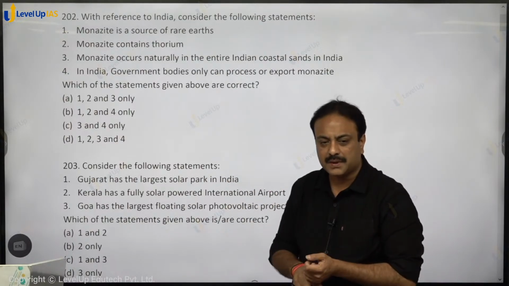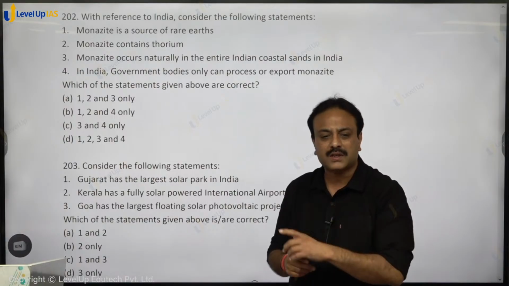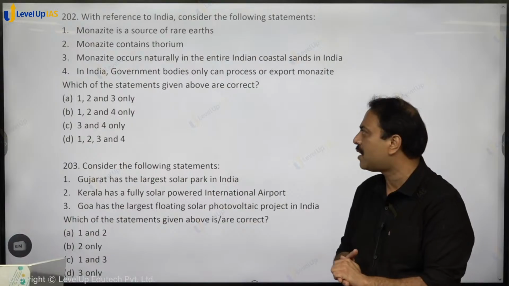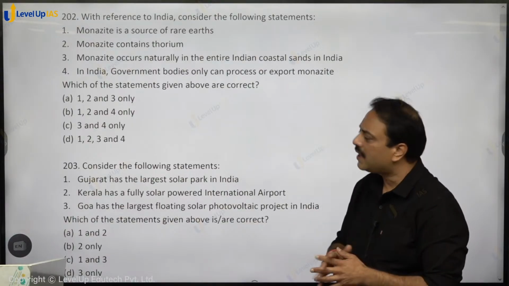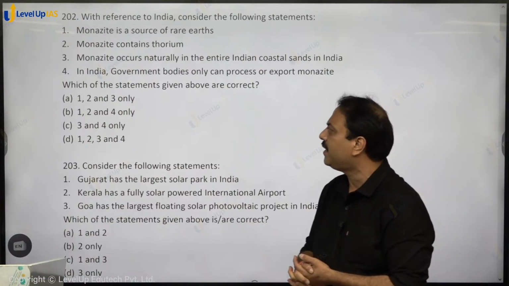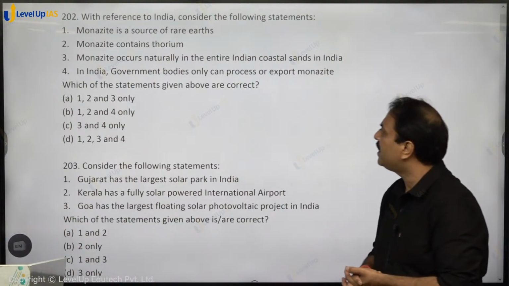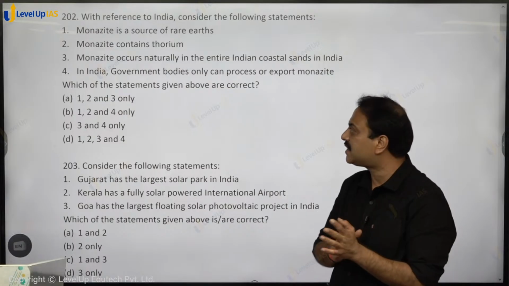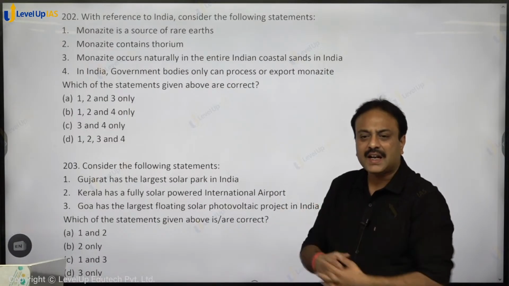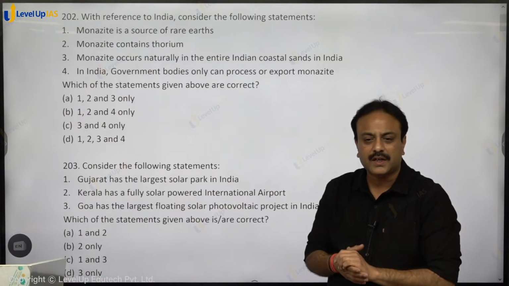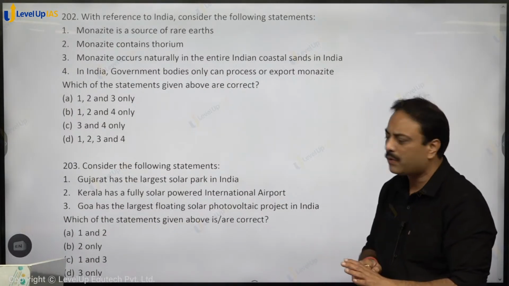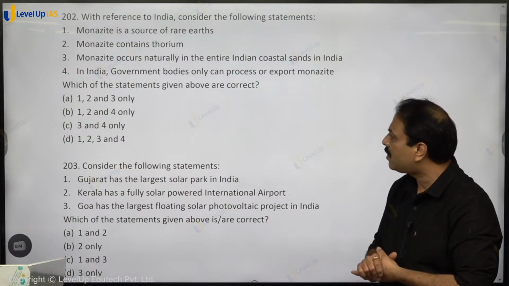It is correct, 100%. Thorium is extracted from monazite and transformed into fissile material to be used in nuclear reactors for power generation. So statements 1 and 2 are absolutely correct. Statement 3, monazite occurs naturally in the entire coastal sands of India. Now it is present in the coastal sands of India, but the statement is one-sided. If all the coastal sands of India should have monazite, that is not true. It is present in a few states, not in every location.